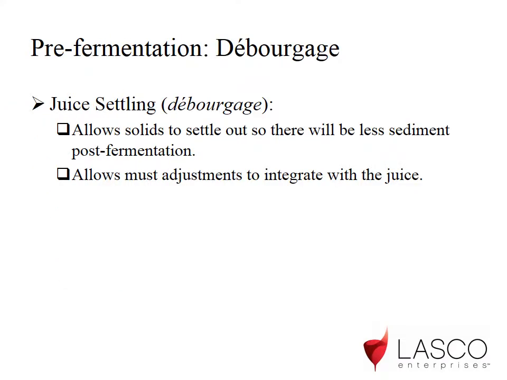Next, the must is allowed to settle. The French call this débourbage. This is the chance for solids to settle out of the must so there will be less sediment post-fermentation. And if any adjustments were made to the must, this time allows them to integrate with the juice.